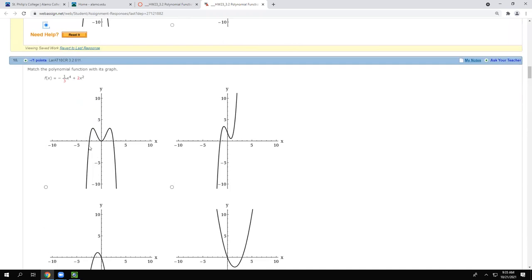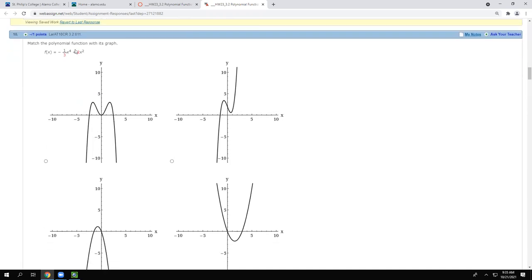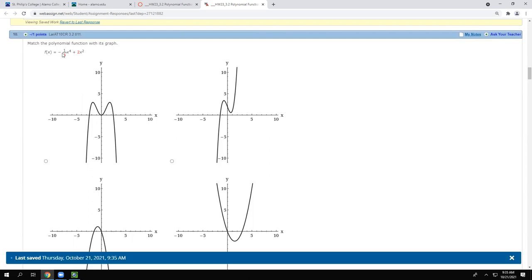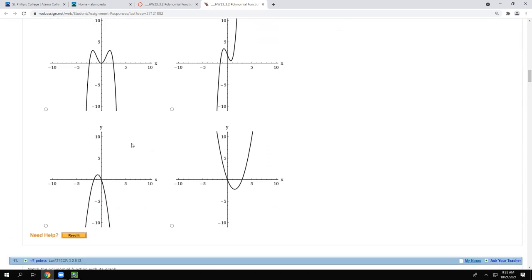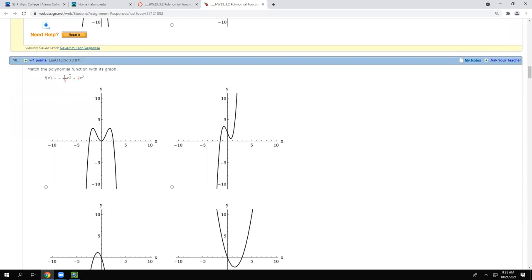Okay. Same thing here. What kind of behavior are the ends going to have? It's a fourth degree, so they're either both up or both down, but because it's negative, they're both down. So that chops me up into these two, right? But it has how many turning points?